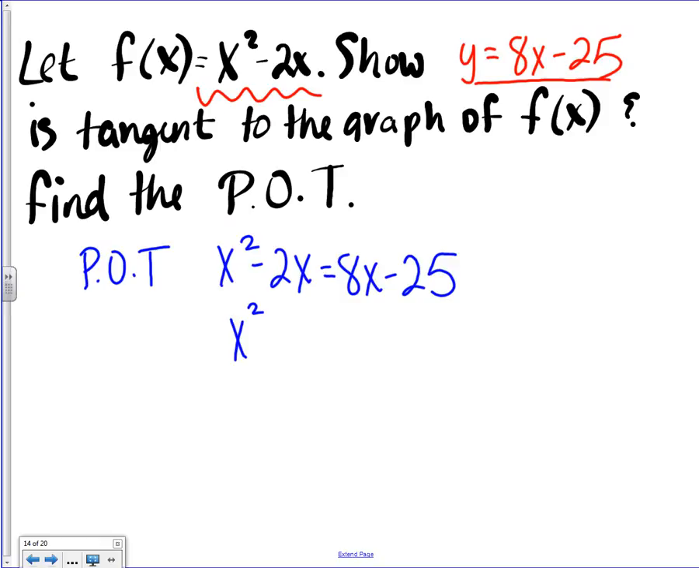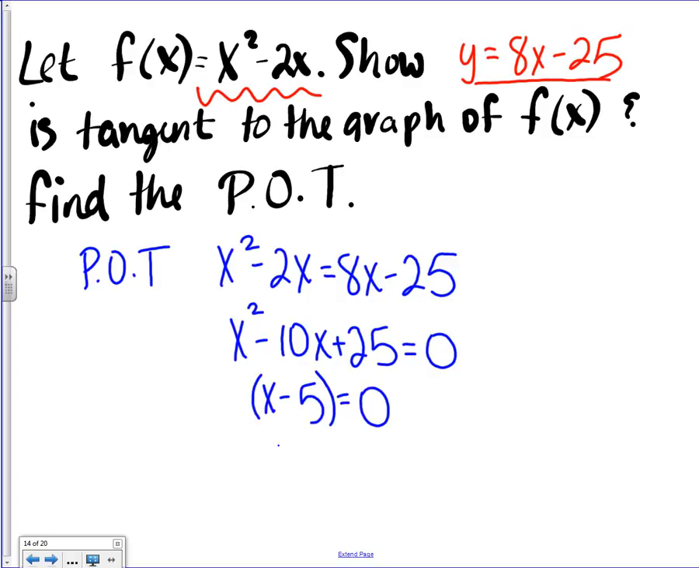Solve this, set it equal to 0, and you will see that this is a quadratic. You factor it, and you see that x is 5. Okay, so the point of tangency is at 5 comma, and it doesn't matter where you plug that in. You can pick f of x or you can pick the y, and when you plug that in, you should get 15.